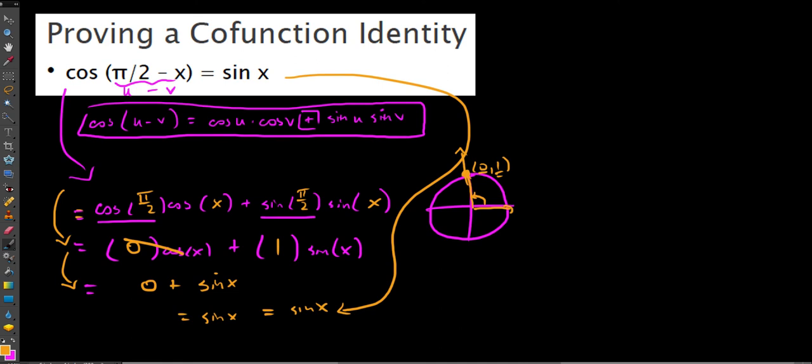We just previously didn't have a way to expand this cosine of a difference of two angles. So use your sum and difference formulas any chance you get to try to rewrite things and see where it takes you. Especially if you're verifying identities, it's always a good habit to have.